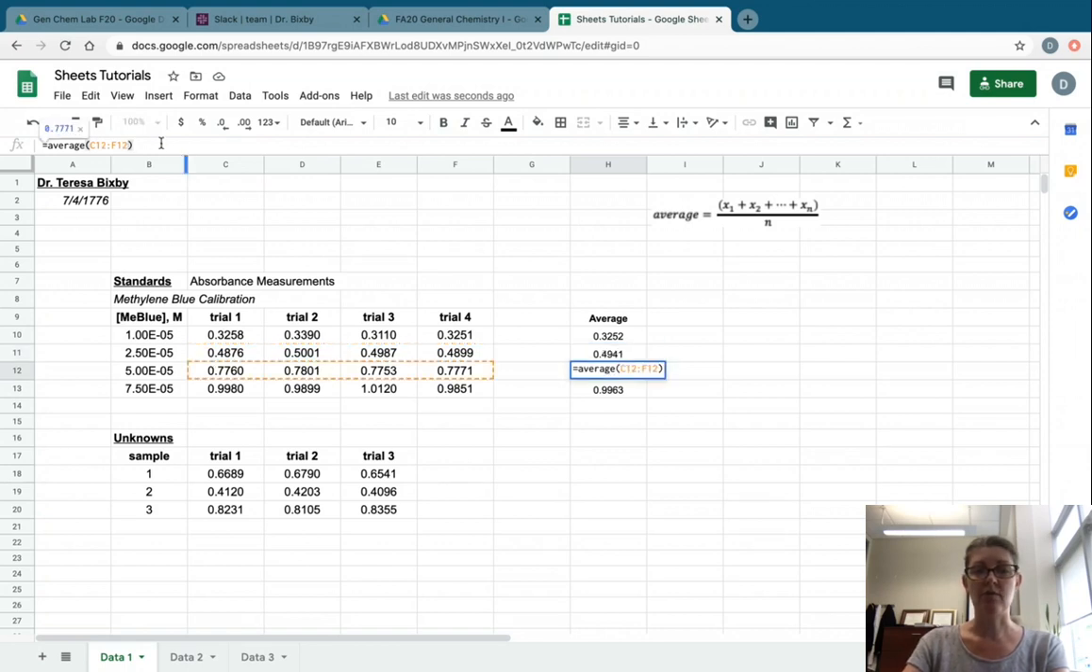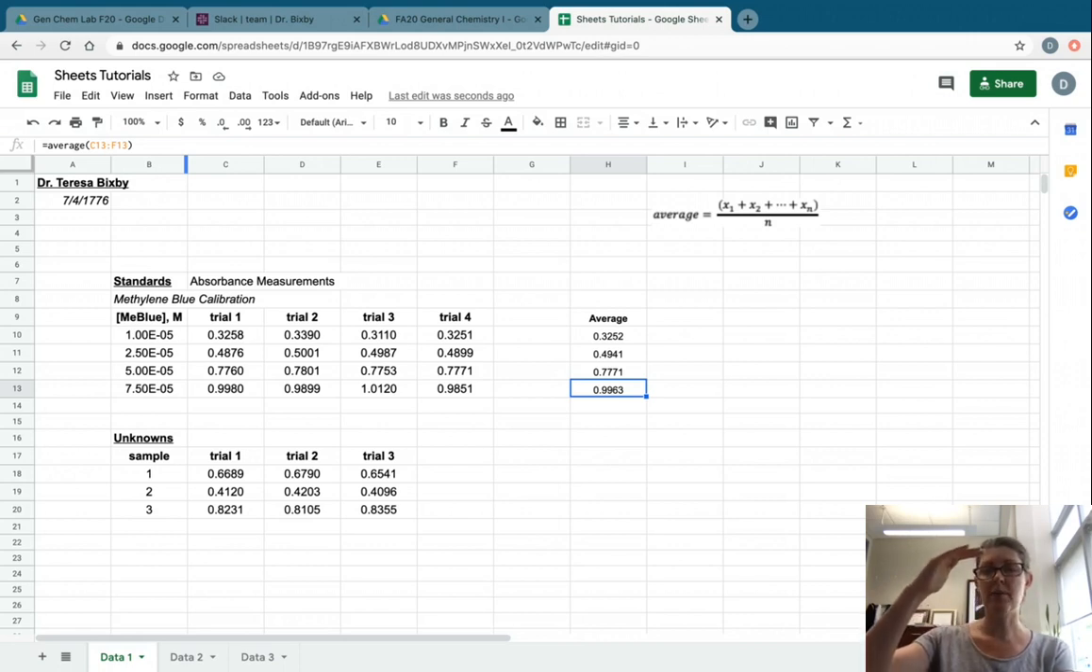and I can do the next one, C12 to F12. So when you copy down an equation, all of the cells that are being referenced are going to move depending on how you moved the equation. So if I copy the equation down one cell, then all the cells that are being referenced move down one cell. This will even work if I move this down into this second table.